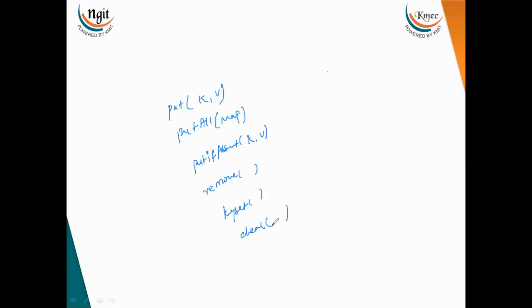Sir, I want to get the elements from the map. Then you can use Entry. Entry is the sub interface of this map. By using this Entry, you can retrieve the elements from the map. This I am going to show you in the programming. Don't worry. So these are all the different methods which are there.